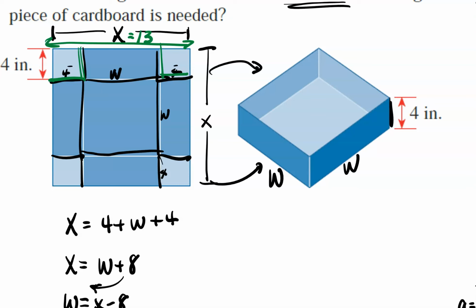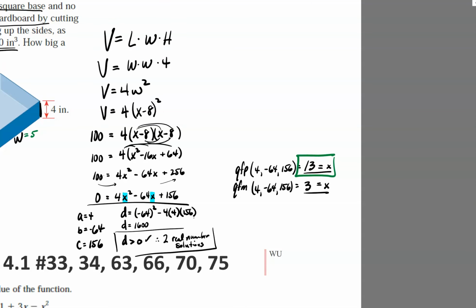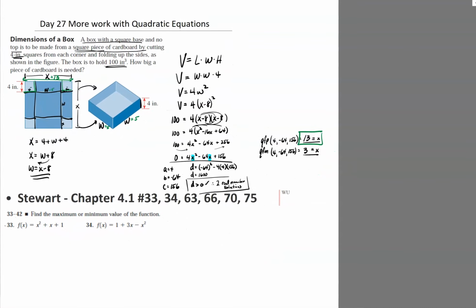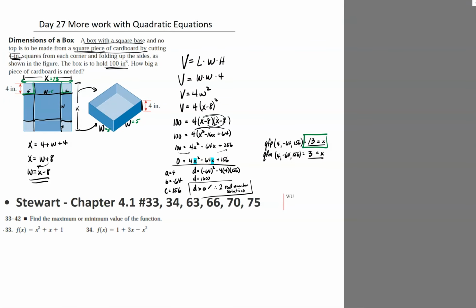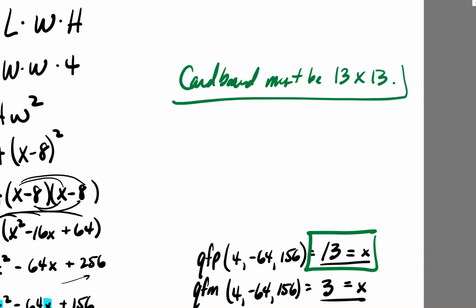13 take away 4 in 2 of these cases would leave us with a W value, or a width of 5. And it looks like this box would be 5 units by 5 units by 4 units in height. So I'm going to say that the sheet of cardboard has to be 13 inches square. So the cardboard must be 13 by 13.